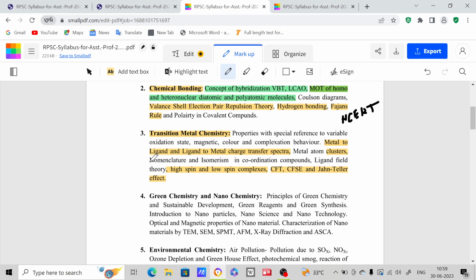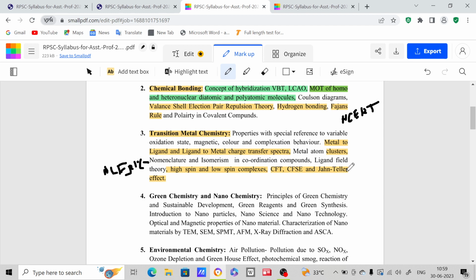For this topic again, you have to follow NCERT. You can study nomenclature and isomerism and coordination compounds from NCERT. And ligand field theory is from CSIR NET notes. High spin and low spin complexes, CFT, CFSE, and Jahn-Teller effect: all these topics are important, and you can find them in your CSIR NET notes. You can also do previous year questions. Just CSIR NET and GATE previous year questions are enough.